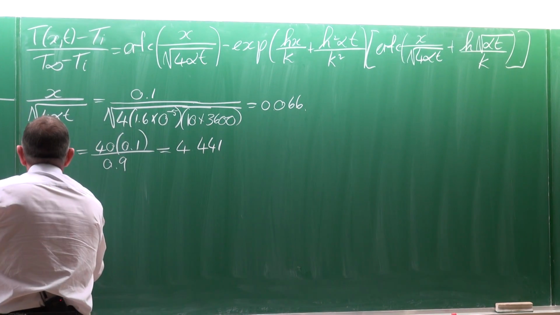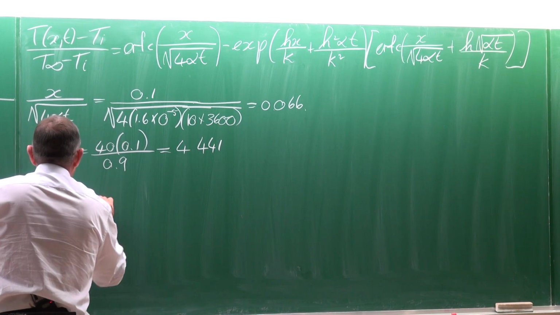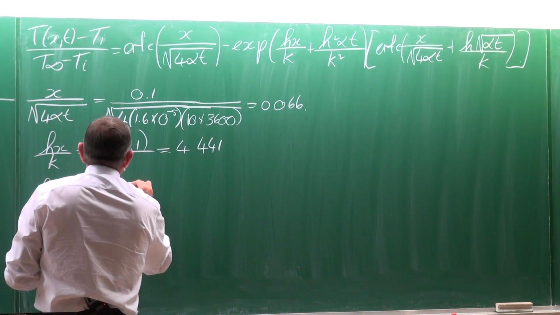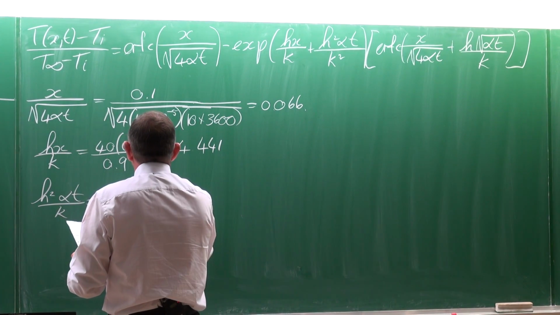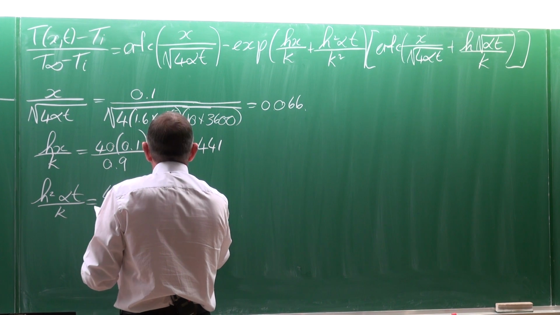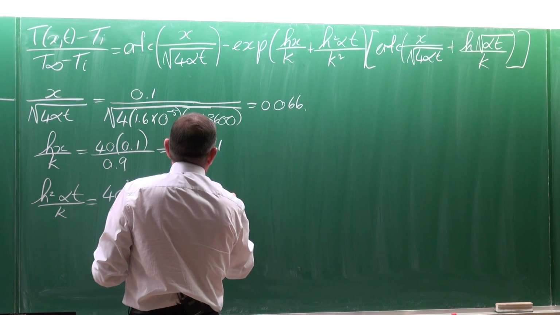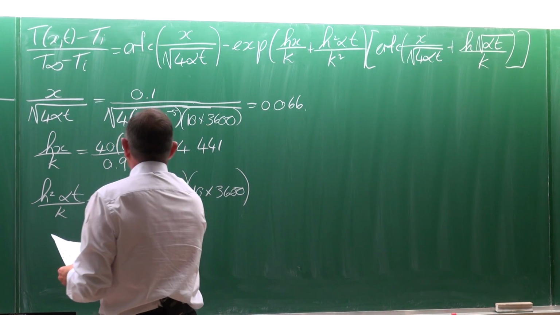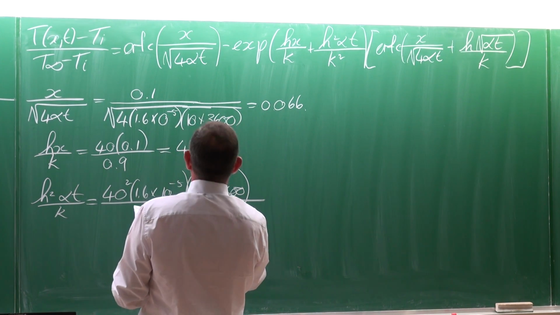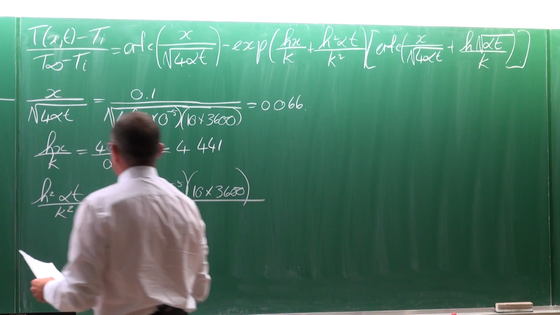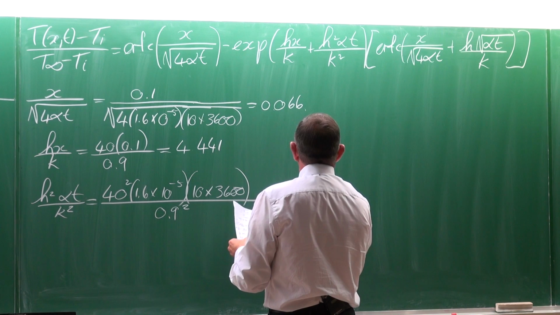Okay, the next term, the heat transfer coefficient squared multiplied by alpha t divided by k squared. The heat transfer coefficient is 40 squared multiplied by alpha, 1.6 multiplied by 10 to the minus 5, the time, 10 hours multiplied by 3,600, divided by 0.9. I think it should be 0.9 squared, so there should be a square there. And that is equal to 1138.